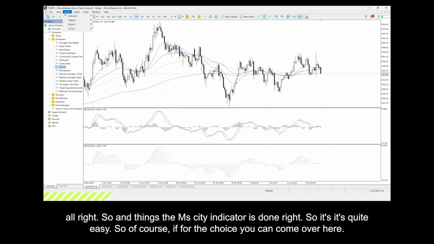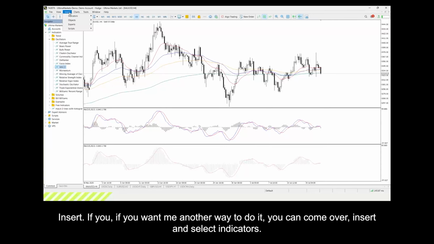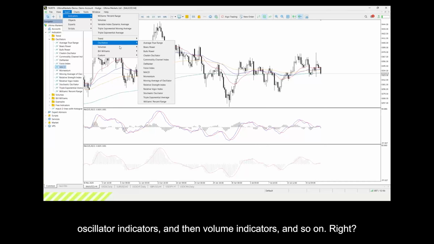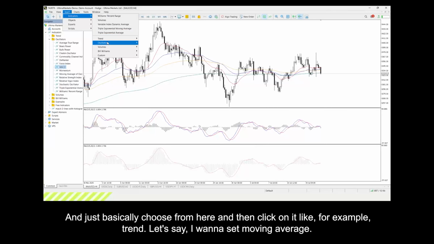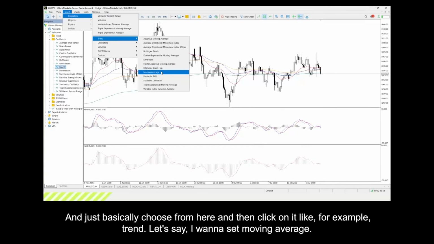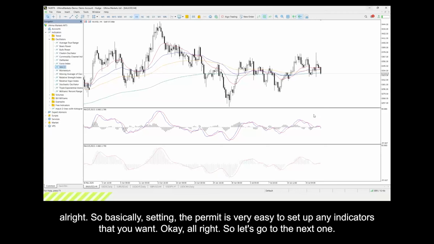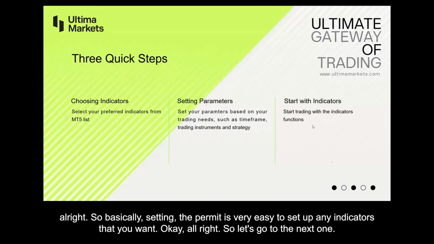So of course, you have a choice. If you want another way to do it, you can come over here, insert, and then select indicators. So there are a few types of indicators over here, like trend indicators, oscillator indicators, volume indicators, and so on. You can just basically choose from here and then click on it. Like for example, trend. Let's say I want to set moving average. Right. The window will just pop up, and then just key in the parameters that you need. So basically, setting the parameters is very easy for any indicator that you want. Okay. All right. So let's go to the next one.